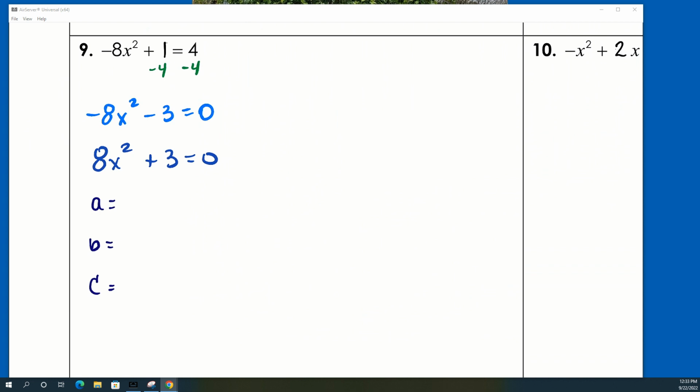All right, so A has to be what's in front of x squared. 8, good. And B has to be what's in front of x. 0. So if there's not an x term, that is 0, B is 0. And then the constant, the number without an x, is c.